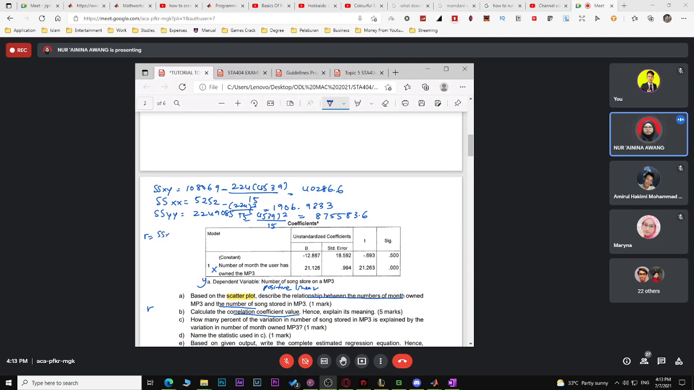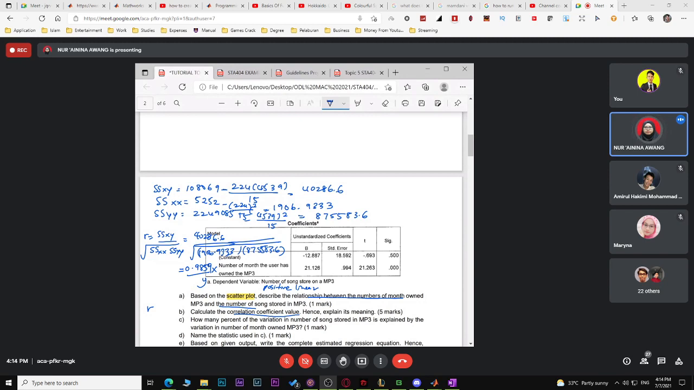formula is SSxy divided by the square root of SSxx times SSyy. Okay, so you just substitute the values since you already have them. Okay, and then you calculate. So don't forget to square root this value. So later you will get the value 0.9859. Okay, so this is your correlation coefficient value.